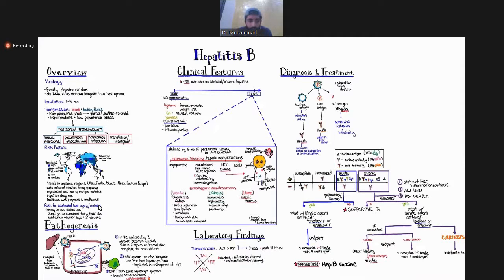Pathogenesis we know: it incorporates into the host DNA and integrates into the host hepatocyte DNA, implicated in the development of hepatocellular carcinoma. It incorporates into the hepatocyte DNA, and into the host DNA, for the formation of new virions.